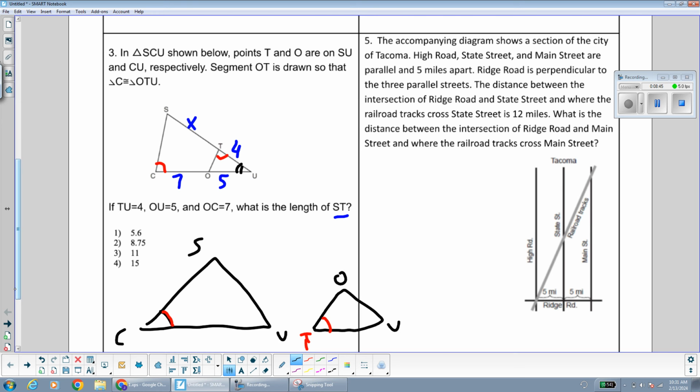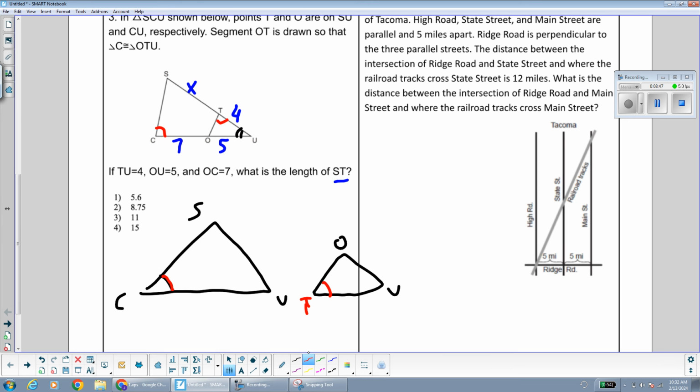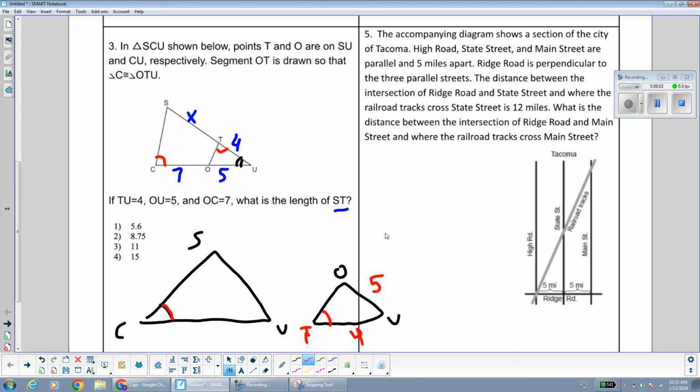Now I can relabel, because I know that OU is 5, I know that TU is 4, and I know that OC is 7. Unfortunately, OC is not a side of either of the triangles. It's a side of this weird-looking quadrilateral over here. But if I add the 7 and the 5 together, I can get CU, which is a side of the big triangle. And that's 12.